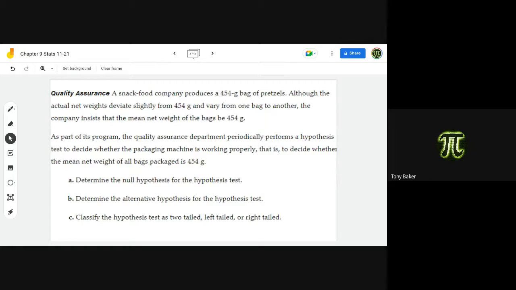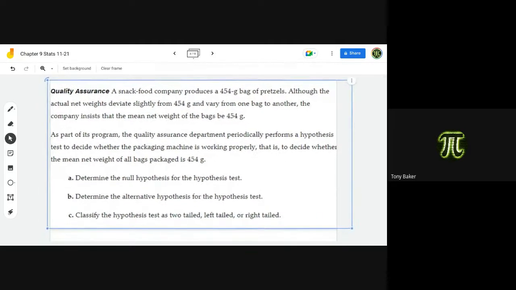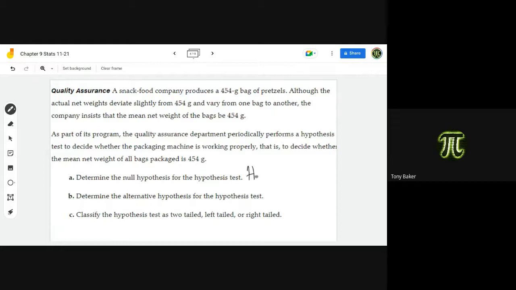So, what is the null hypothesis for this? Yep. So my H0 is what? Yep. My mean is 454 grams. That's my null hypothesis. A lot of times you can think of your null hypothesis as what it should be. All right, this is what it should be.